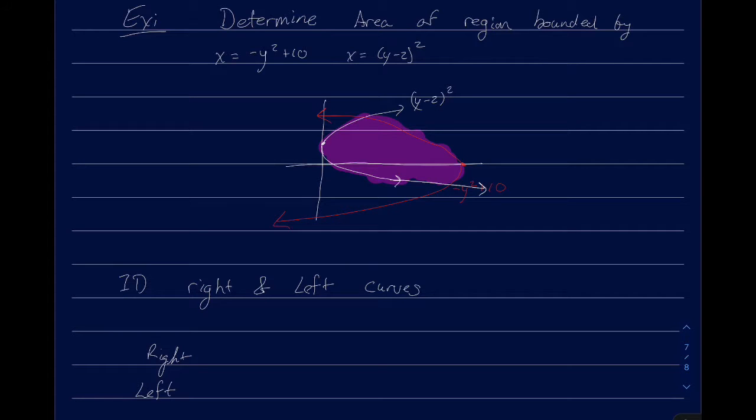So what is the right curve and what is the left curve? The right curve is going to be right here, and that's going to be our red parabola. So the right curve is negative y squared plus 10. And our left curve is going to be our white parabola. So the left curve is (y minus 2) all squared.